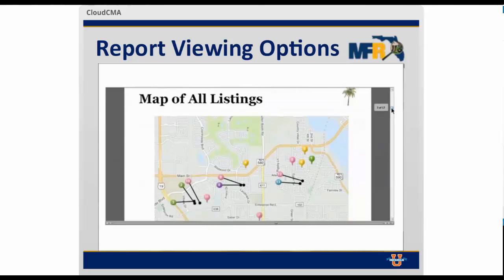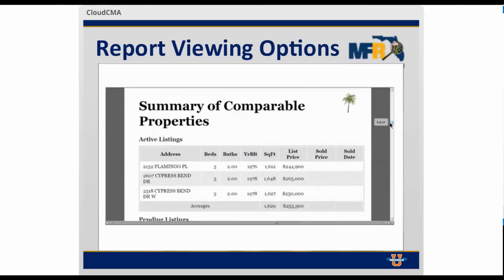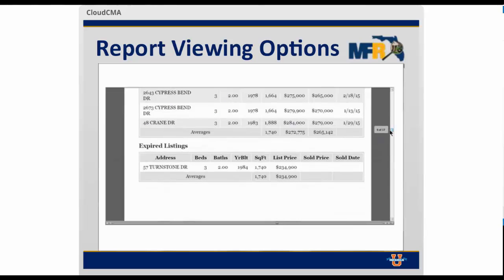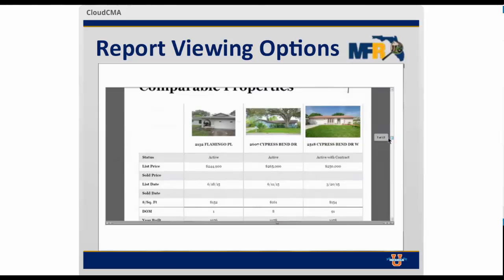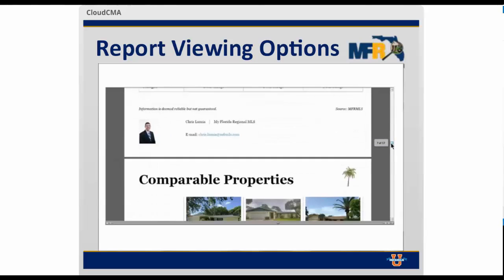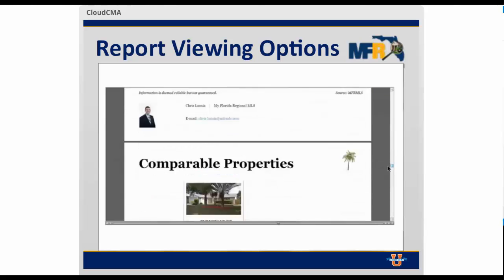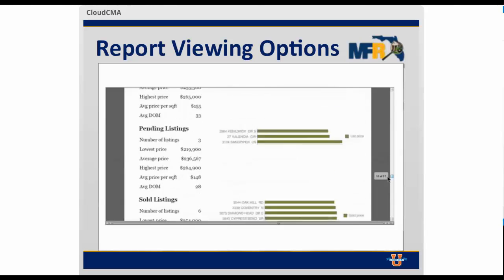Map of all my listings. My summary of comps. And then a side-by-side comparison of my comps. Remember, I chose this format. I had the option of doing 1 comp per page, a 4-column comparison, a 3-column comparison, and for simplicity, I chose the 3-column comparison. Then some summary stats for all the different statuses of my comps.